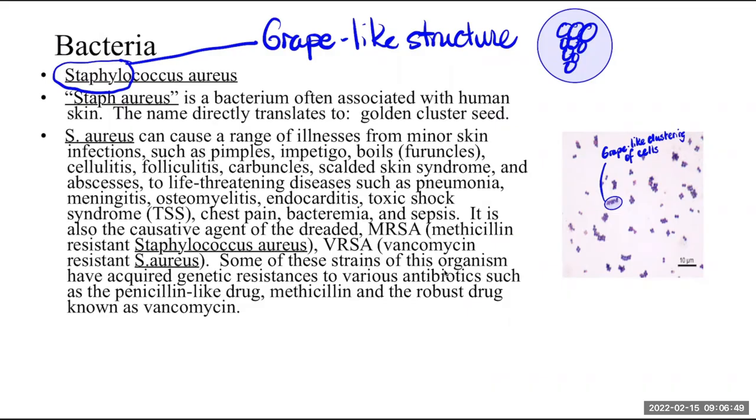It is also the causative agent of the dreaded MRSA, which is methicillin-resistant Staphylococcus aureus, as well as VRSA, the vancomycin-resistant Staphylococcus aureus. Some of these strains of the organism have acquired genetic resistances to various antibiotics, such as the penicillin-like drug methicillin and the robust drug known as vancomycin. So in those cases, you have to use other types of antibiotics to help control those infections. All right, so that ends our discussion.